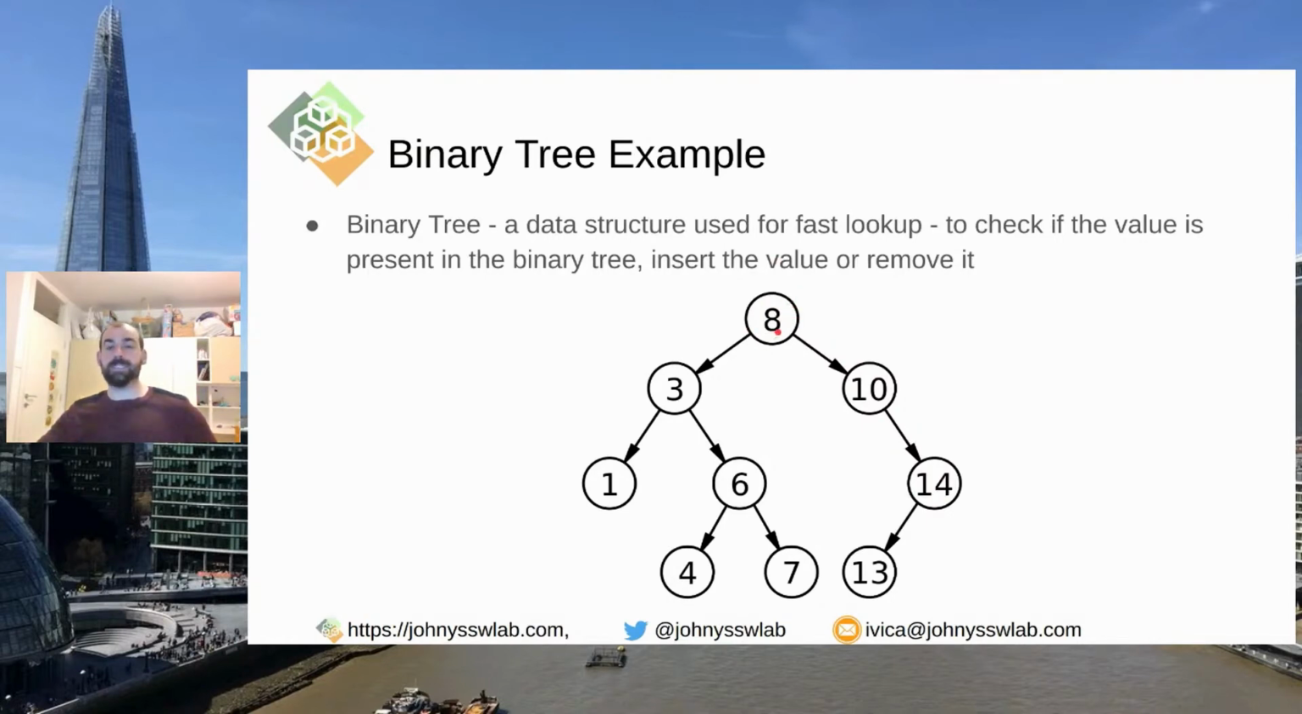So if it's less, I go left. If it's greater, I go right. 7 is less than 8, I go left. Now, 7 is greater than 3, I go right. 7 is greater than 6, I go right. And here is the number 7, I found it. It's in the tree. Okay. So the main principle is you go left if it's smaller, and you go right if it's larger than the value in the current node.